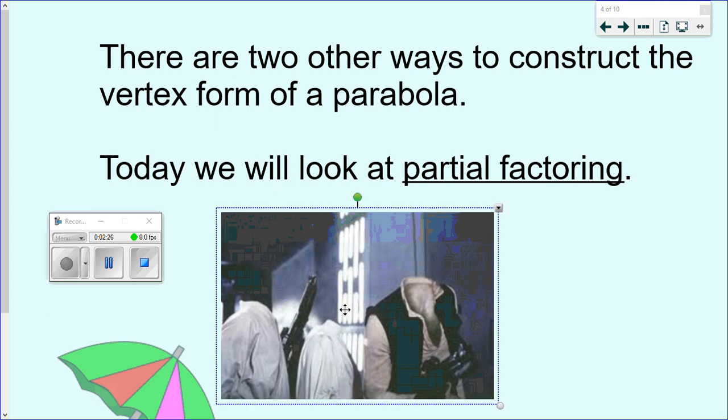Today we're going to look at partial factoring. I love this picture. I don't know who came up with it or why. I just like the idea that they're partially there. First time I ever taught this lesson, I had a young lady that nearly cried because this picture just freaked her out too much.